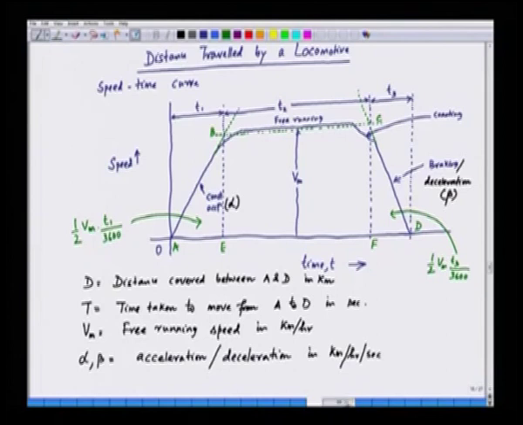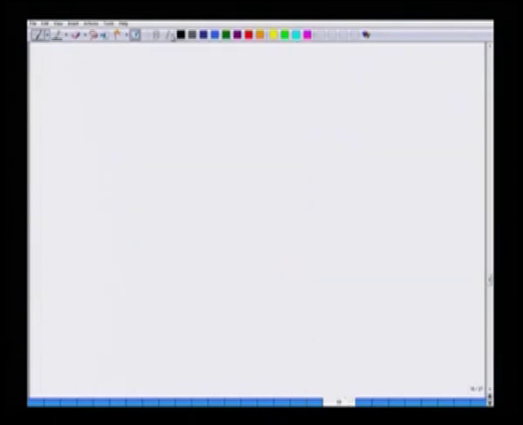So, we will calculate as follows. We can do this calculation. D is equal to the area of the trapezoidal curve, that is equal to, we will take this Vm outside, and this is half T1 plus T2 plus half T3.